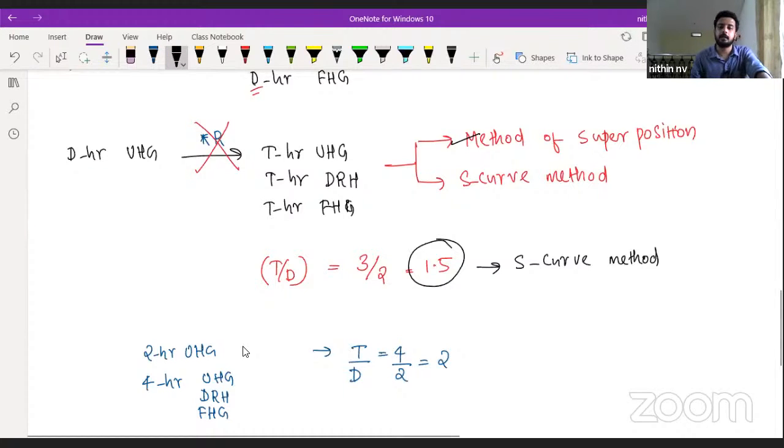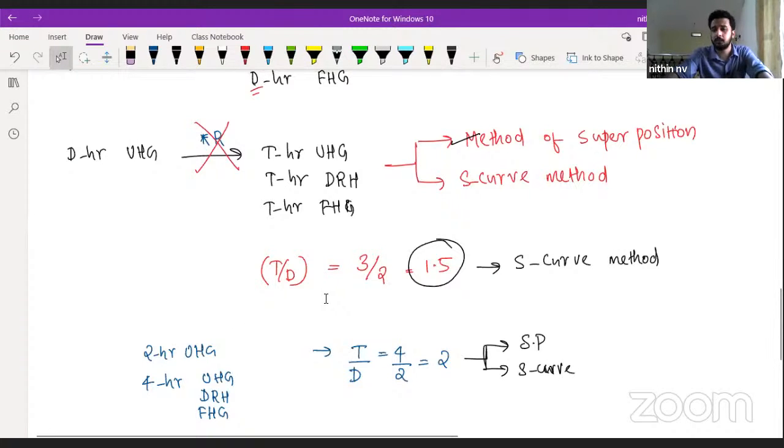Then which method can I use? Either I can use the first method, the superposition method, or the S-curve method. Both are going to give you the same answer, but the method of superposition is comparatively simple. So if they are asking the question and you are getting an integer, better you use the method of superposition in the examination. S-curve is comparatively complex, but I'm going to make it simple. Don't worry.